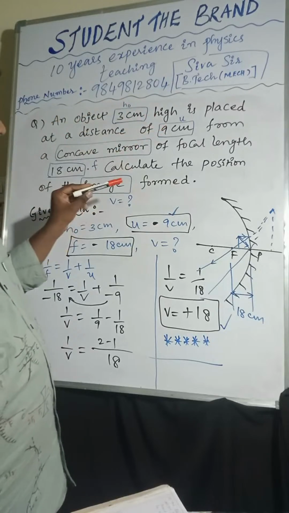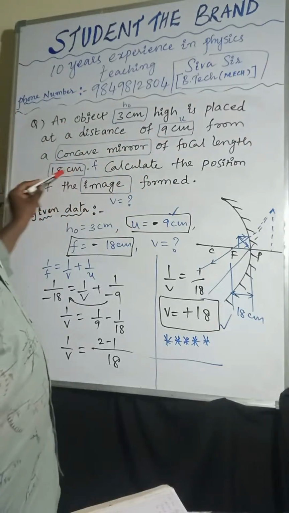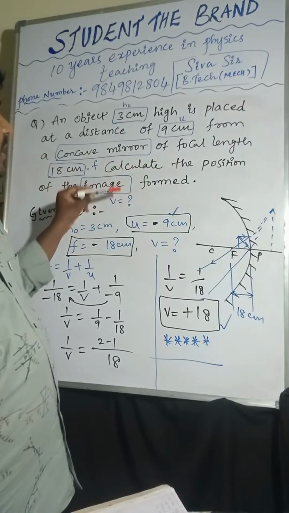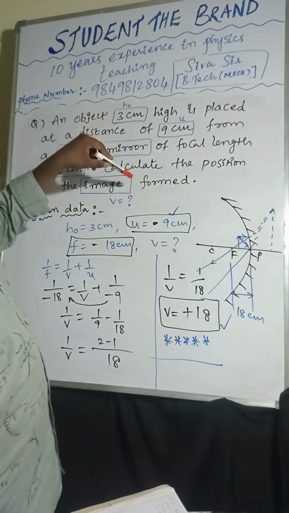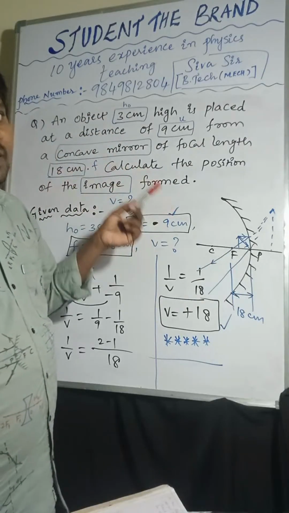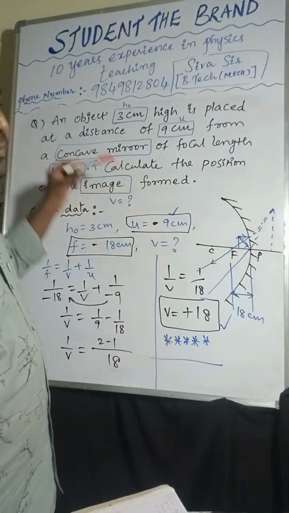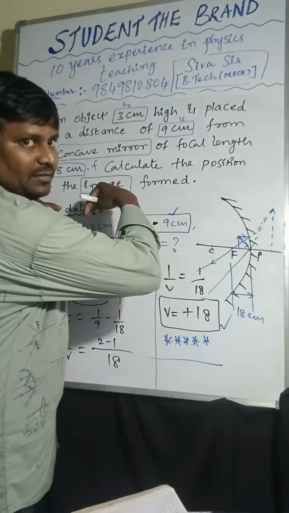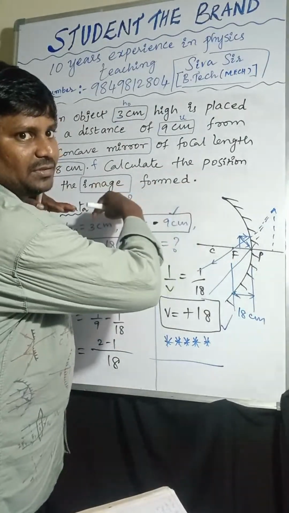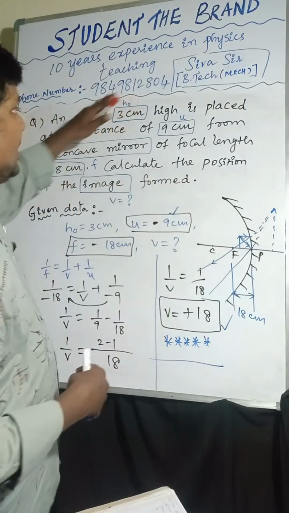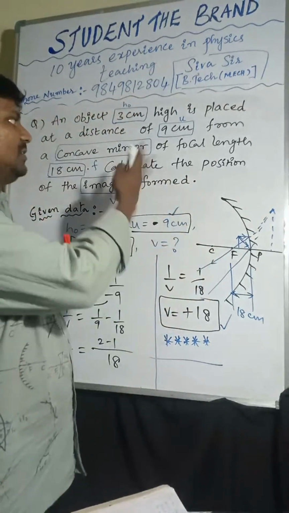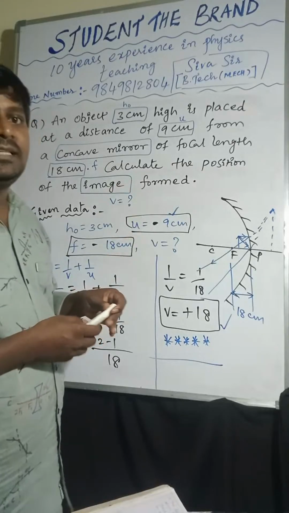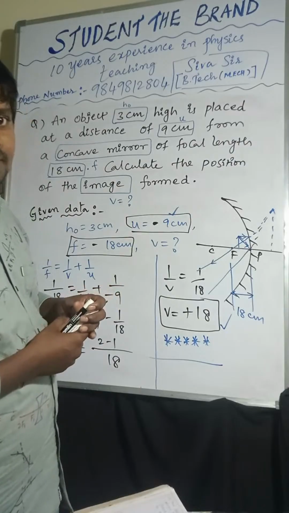So what are the required values? Our focal length is f, and we calculate the position of the image, the question mark. By seeing the question itself, you will get the formula. You don't need to go for solving by seeing the given data. If you write in this way, by seeing this data only, roughly you can tell the answer. That is the simplest, easiest way to solve the problem.